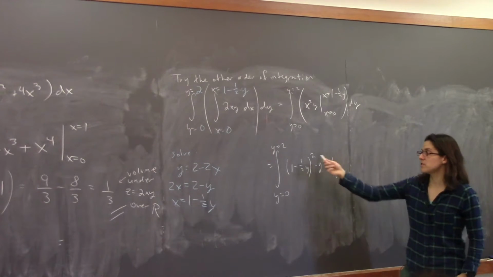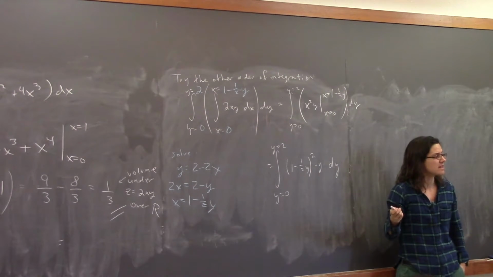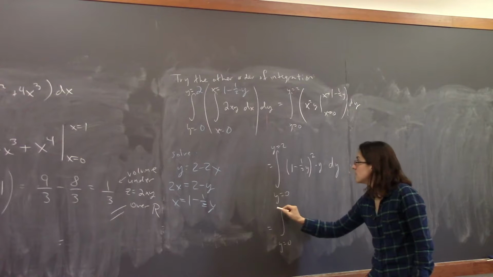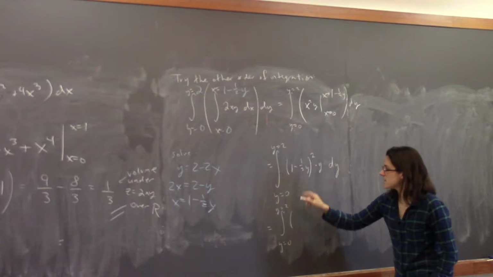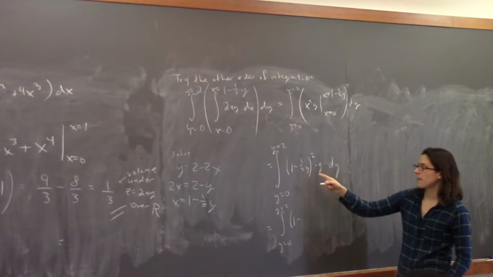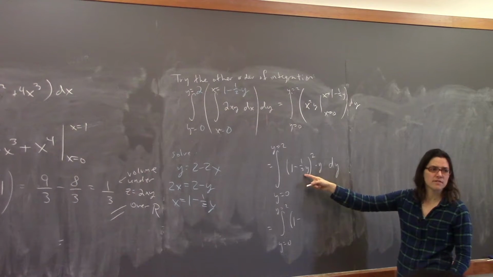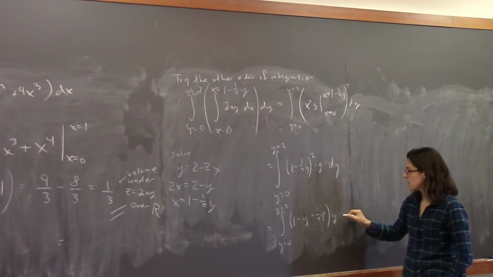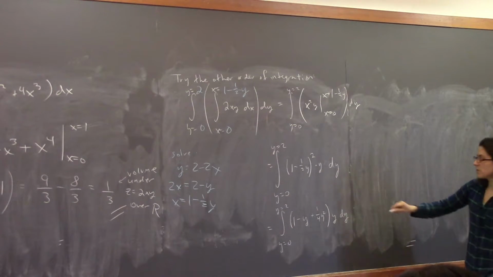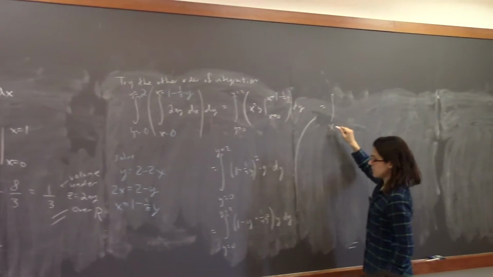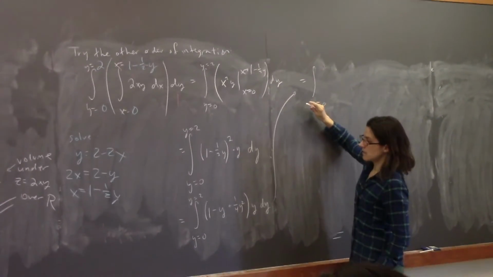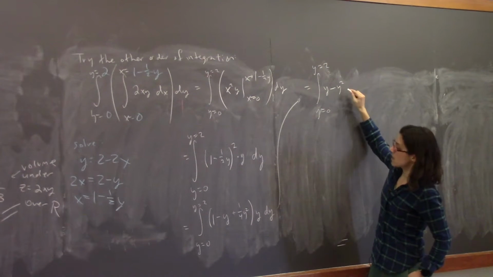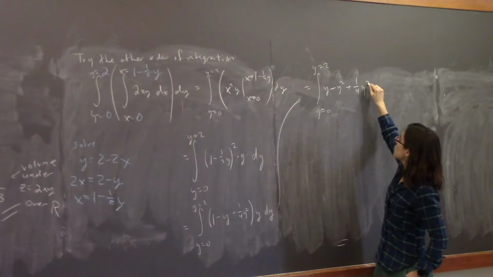Again, it's very hard to integrate things that are factored like this. So the best thing to do would be to multiply out. So we're going to integrate from y equals 0 to y equals 2 of, let's multiply this out. 1 minus 1 times negative 1/2 is negative 1/2. We have 2 of them, so I get 1 minus y plus 1/4 y squared times y dy. And then one more step to multiply out. So we're going from y equals 0 up to y equals 2 of y minus y squared plus 1/4 y cubed dy.